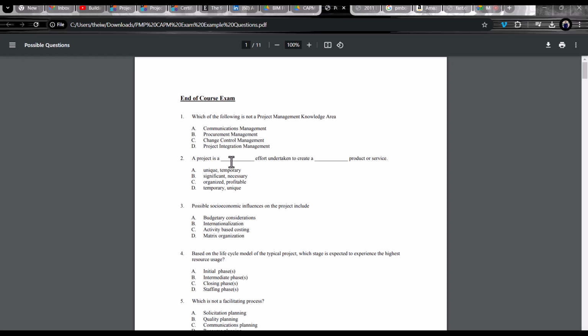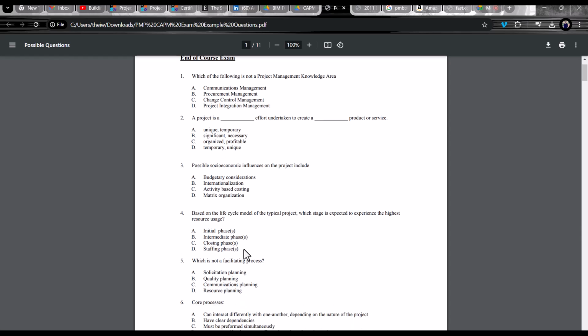So these are some of the examples. Which of the following is not a project management knowledge area? The options are: communication management, procurement management, change control management, project integration management. If I ask you which is not a project management knowledge area, I will choose this one, change control management. This is not a knowledge area. So if you know which are the knowledge areas in project management, you can easily answer it.